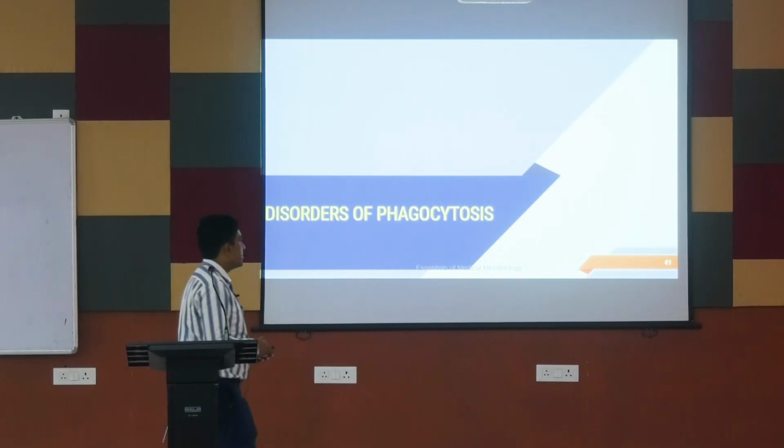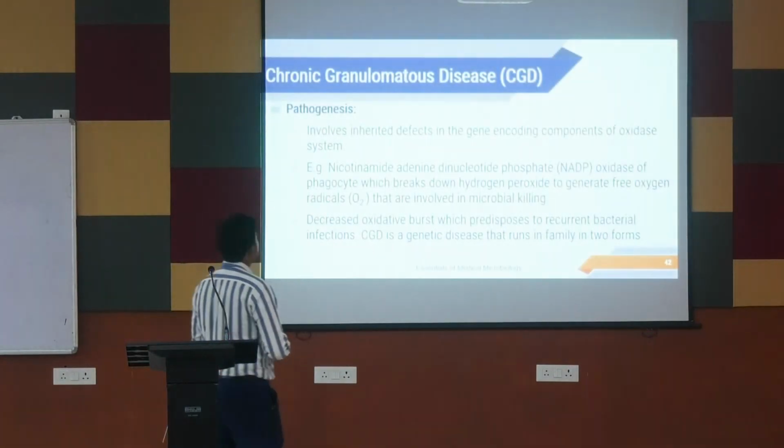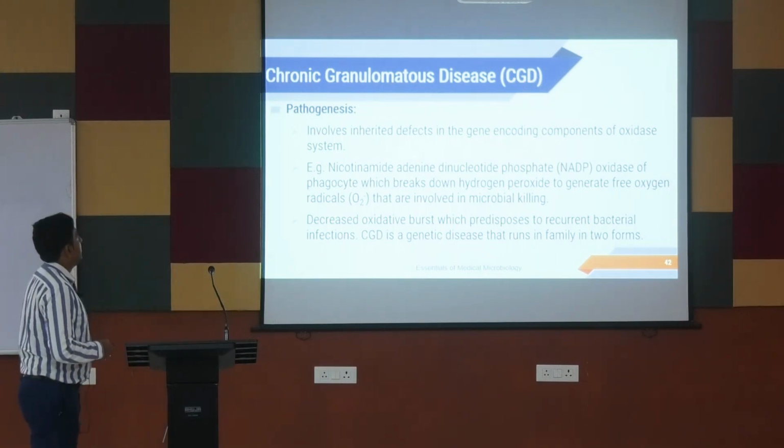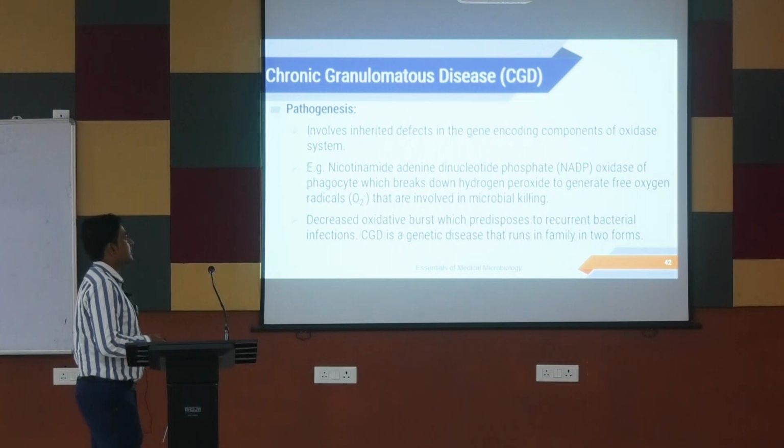Now what else happens? Disorders of phagocytosis, such as chronic granulomatous disease, this also has a short note, Sombit. Pathogenesis involves inherited defects in the gene.